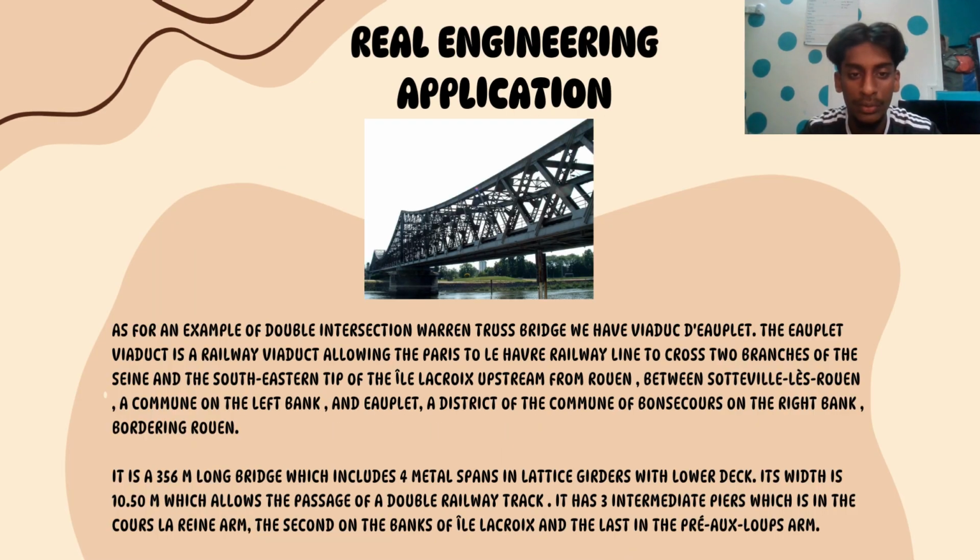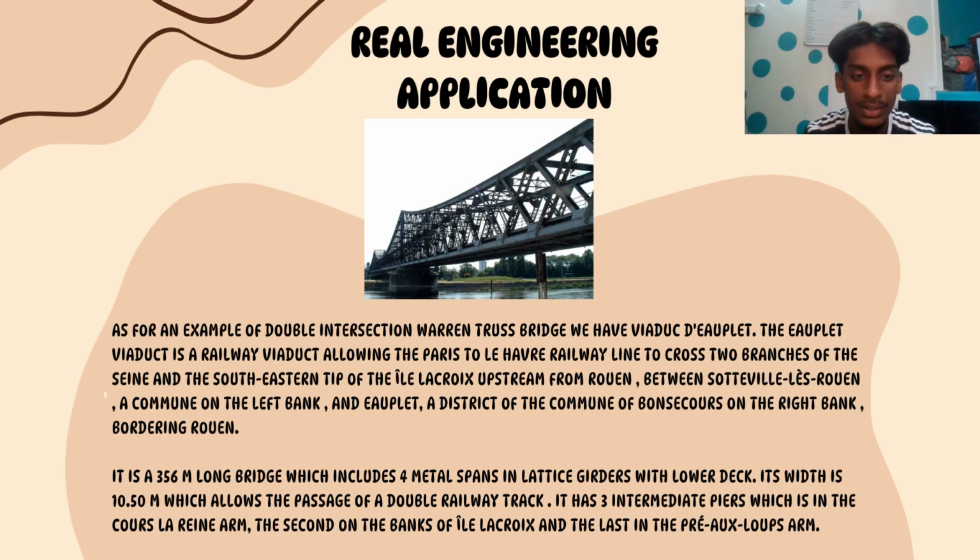As an example of a double intersection Warren Truss Bridge in real engineering application, we have the Oissel viaduct. The viaduct is a railway viaduct allowing the Paris to Le Havre railway line to cross two branches of the Seine and the southeastern tip of Île Lacroix upstream from Rouen, between Sotteville-lès-Rouen, a commune on the left bank, and Eplet, a district of the commune of Bonsecours on the right bank bordering Rouen.